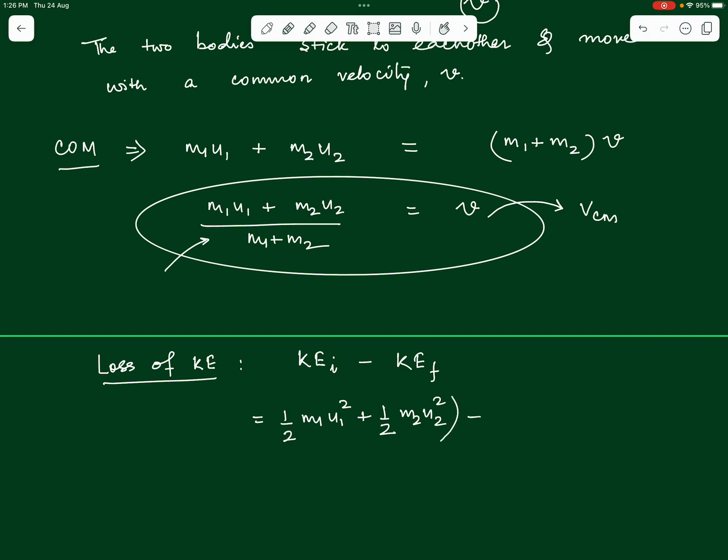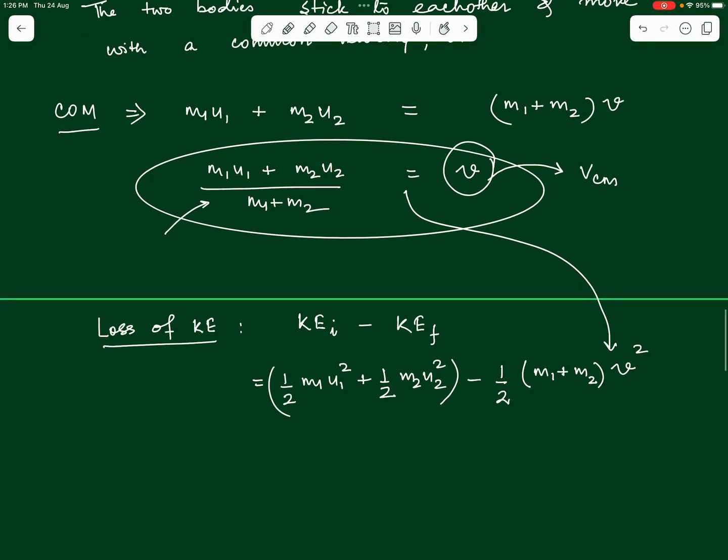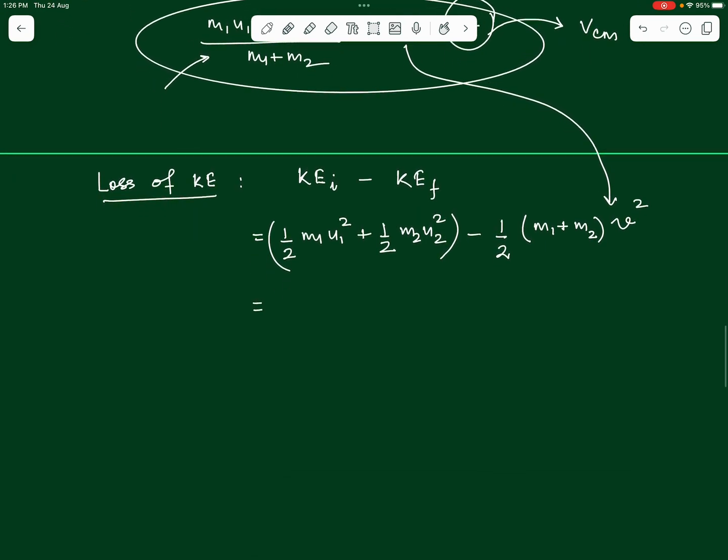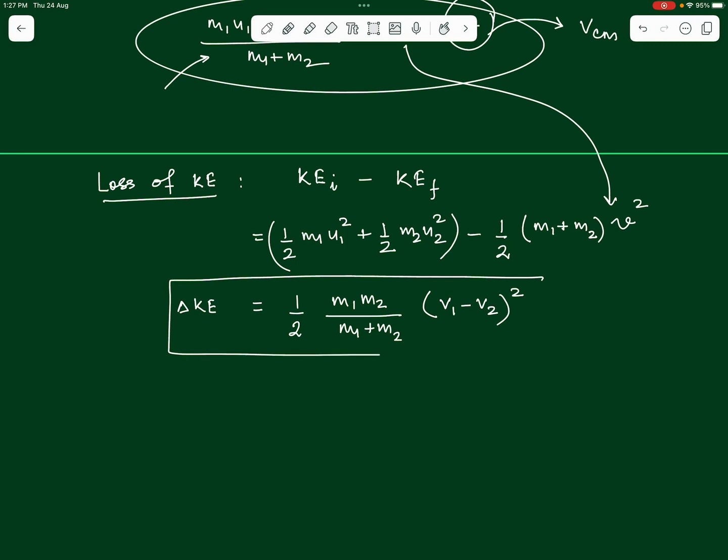minus the final kinetic energy of the system, which would be half into, now since they are moving together, I can take both the masses together as m1 plus m2, and then this v squared, this v that we have obtained here. We can substitute this value over here and get the loss of kinetic energy. And you will see that there is a small mathematics that goes into this. It can be easily proved that this expression when solved gives us an expression which we can directly use into questions. Half m1 m2 by m1 plus m2 into v1 minus v2 whole squared is what we get as delta KE, the loss of kinetic energy of this two particle system in case of a perfectly inelastic collision.